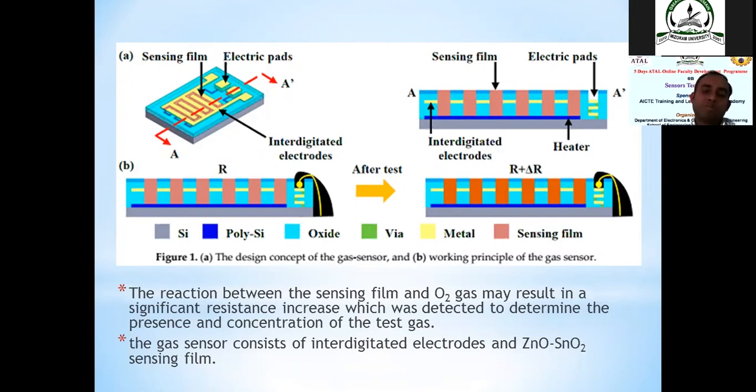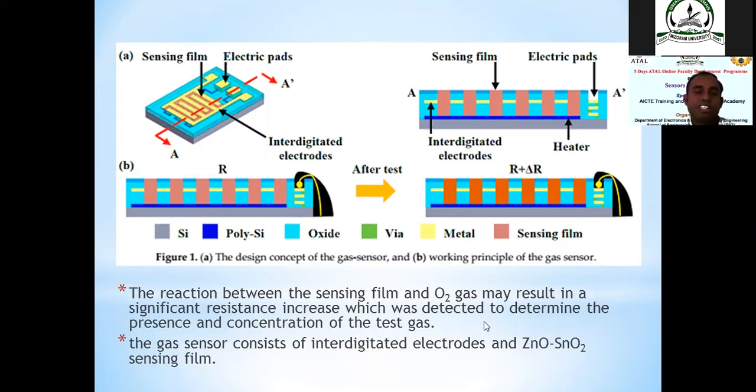Now, in such a structure, what is happening is that with the presence of oxygen, the conductivity of the material will change. If oxygen is present, then the conductivity will change, which means the resistance will change. Before we test the sensor for a specific gas, the resistance will be something, and at the time of the testing, the resistance will increase. Whatever the reaction between the sensing film and the oxygen gas may result in a significant resistance increase, which was detected to determine the presence and concentration of the test gas.